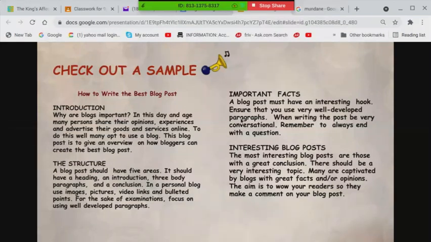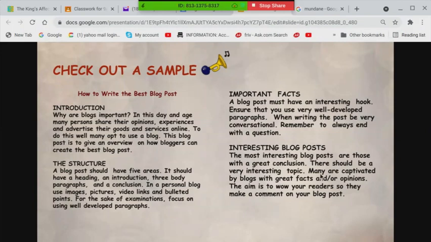Now, in important facts, a blog post must have an interesting hook. Ensure that you use very well-developed paragraphs. When writing the post, be very conversational. Remember to always end with a question. Now, the third developing paragraph has as its heading, interesting blog post.